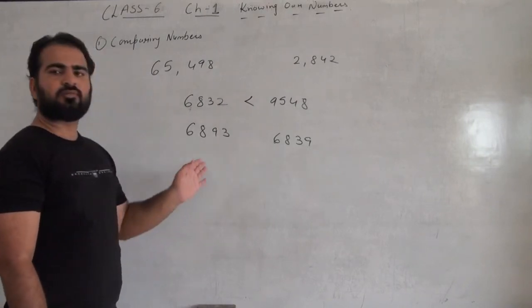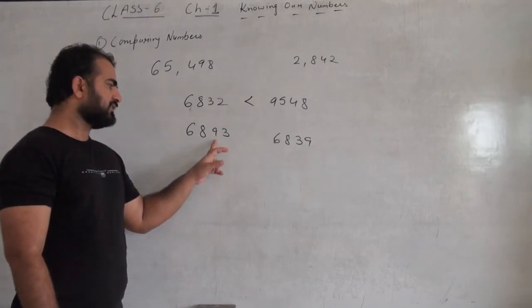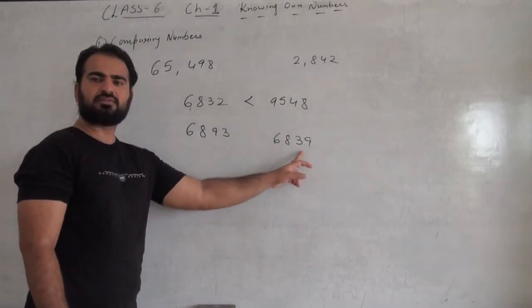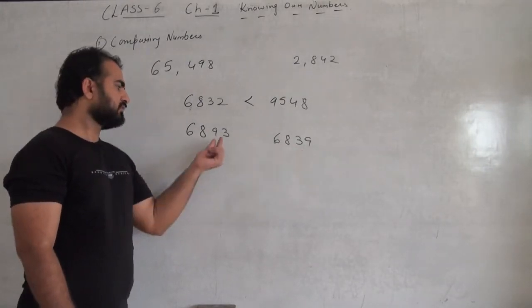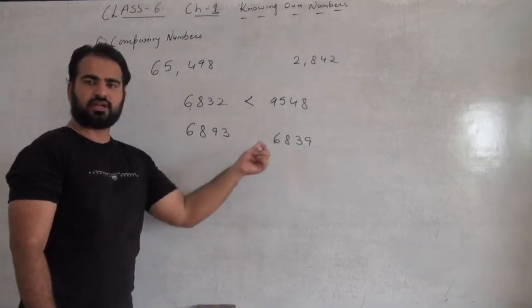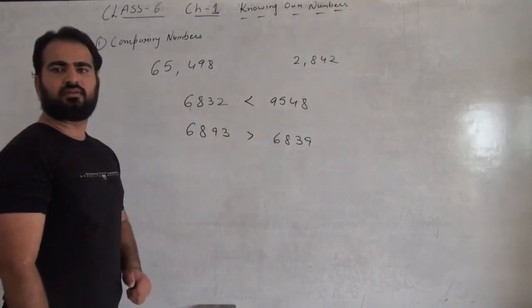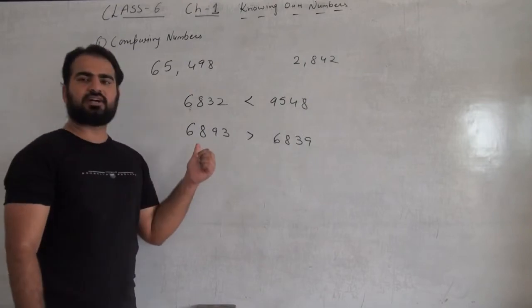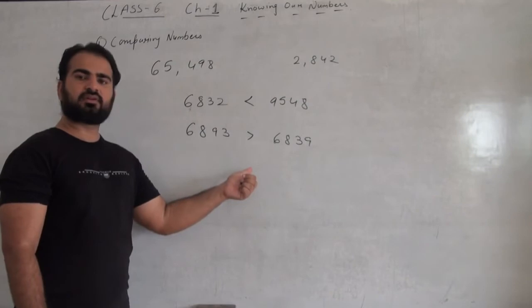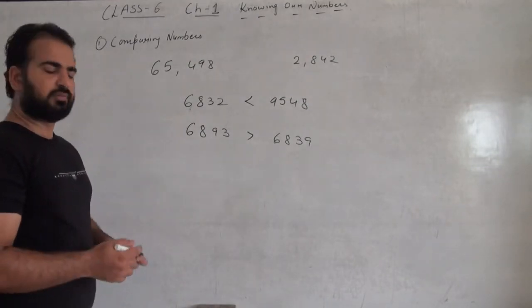Next we have to move to the tens place. On the tens place it is containing 9, so it will be 90, and the other will be 30. Which one is bigger? 90 is bigger or 30 is bigger? 90. So this number is bigger. So we have to start comparing from the highest place value. Class, this is how we can compare two or more numbers.